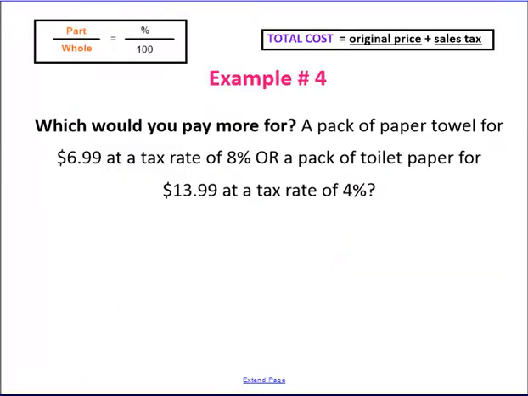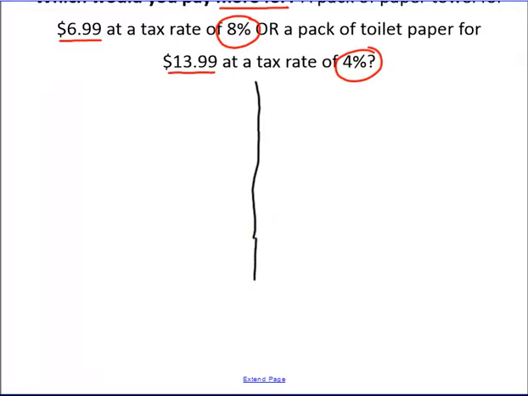All right, example 4. Which would you pay more for? A pack of paper towel for $6.99 at a tax rate of 8%, or a pack of toilet paper for $13.99 at a tax rate of 4%. So what I'm going to do for this problem is I'm going to kind of draw a line down the middle here so we can work out one problem over here, one problem over here.